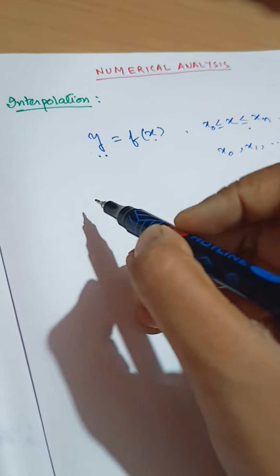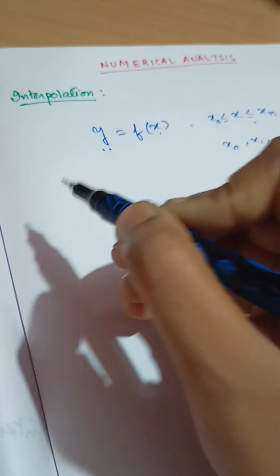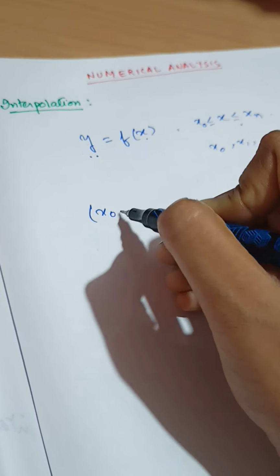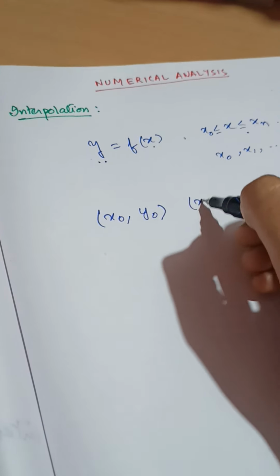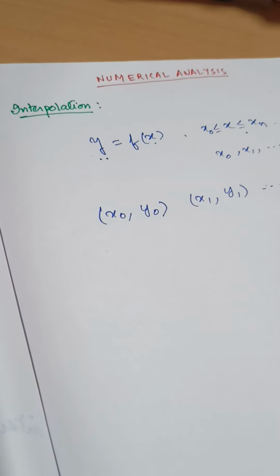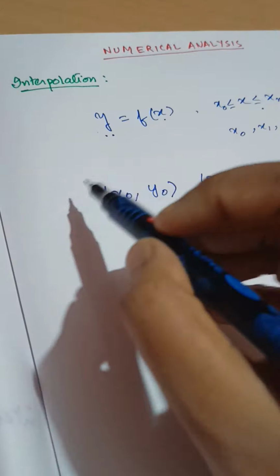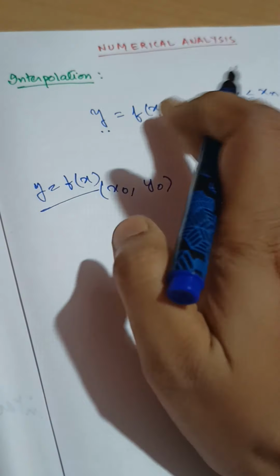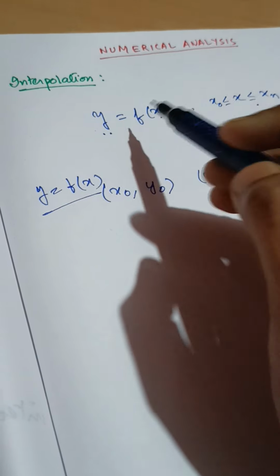But in numerical analysis, our main work is that, given a tabulated value, suppose x0, y0, x1, y1 and xn, yn, our main work is to find the function y is equal to f(x). So it's the converse of what I have said before.